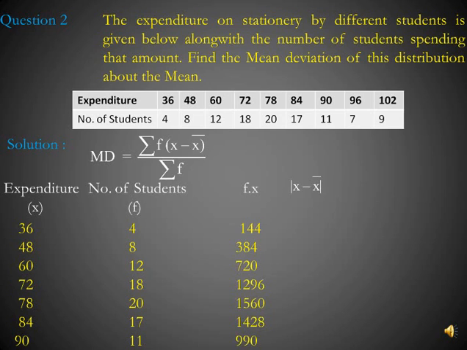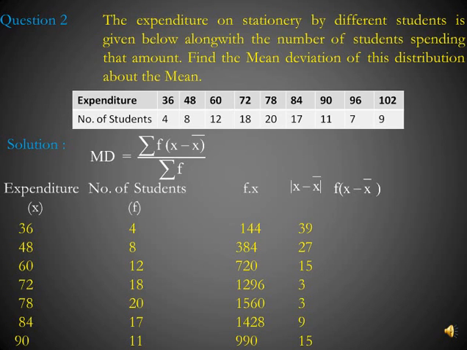Now the mod of x minus x bar. Why this mod? Because it means we have to take the positive value only. While calculating the mean, sigma fx upon sigma f comes to 75. So for the first value, x is 36, 36 minus 75 is minus 39, but we will take 39. Similarly, 48 minus 75 is minus 27, but we will take 27. 60 minus 75 is minus 15, but we will take 15, and so on for other values.